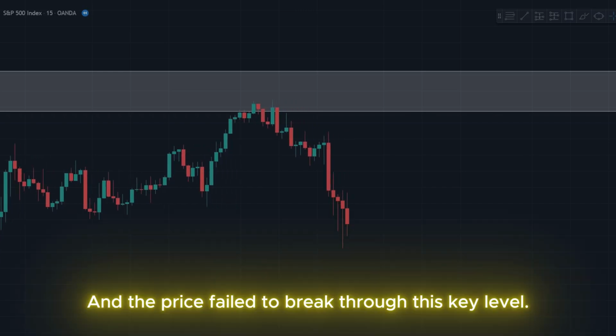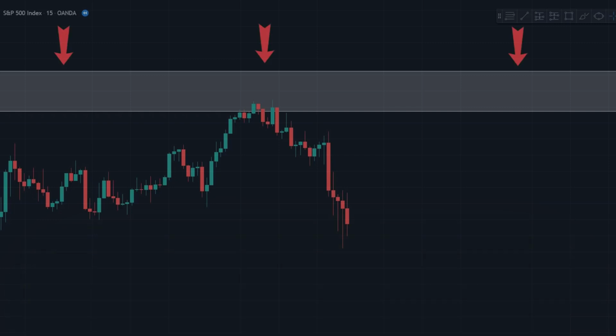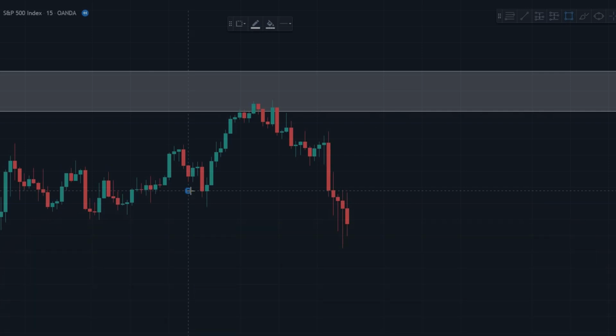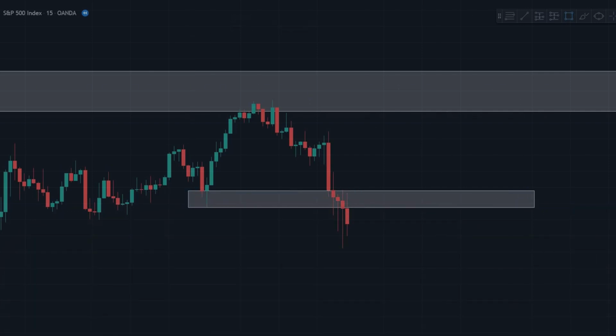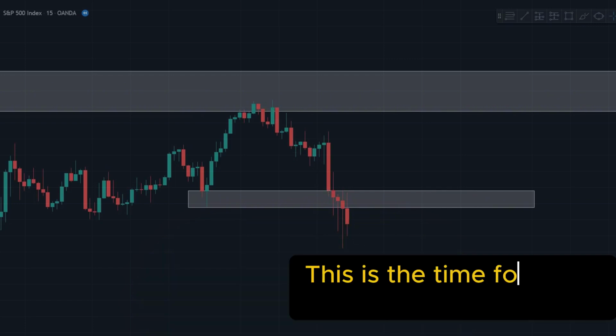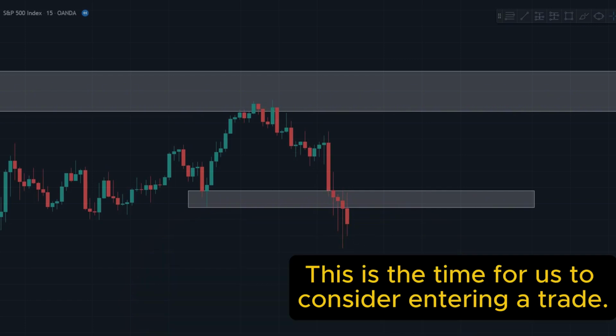And the price failed to break through this key level. At the same time, the pullback trend has also ended. It ended because the price broke through the key level of the pullback trend. Therefore, this is the time for us to consider entering a trade.